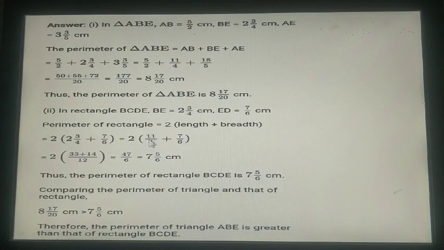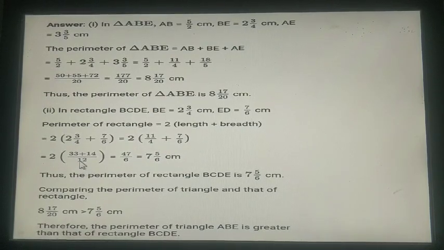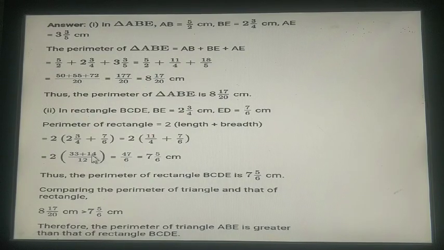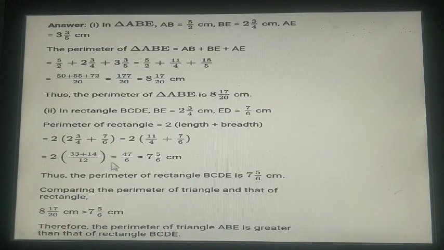Convert into improper fractions. Find out the LCM of 4 and 6 as 12. Use the similar steps as we have done earlier. You will get in the numerator 33 plus 14. So 33 plus 14 is 47, and 2 ones are 2, 2 sixes are 12. The denominator has become 6. Your answer is 7 5 by 6 centimeters. That is the perimeter of your rectangle.